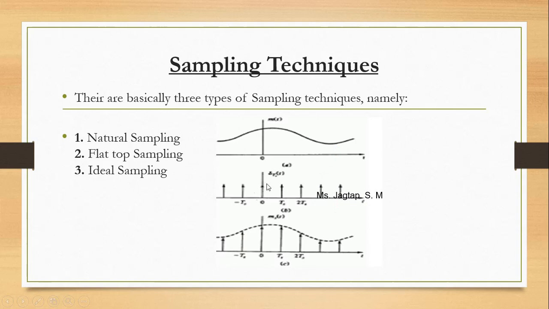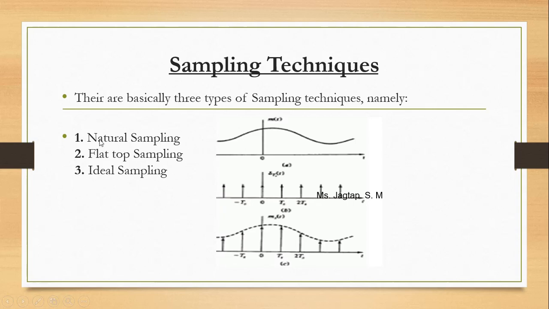The spectrum of the ideally sampled signal consists of the spectrum of the original signal X of f and a finite number of replicas centered at the frequencies plus minus fs, plus minus twice fs, and so on. The disadvantage of ideal sampling is that due to very narrow samples, the transmitted power is very small and the signal to noise ratio is low. Thus, the ideally sampled pulses may get lost in the background noise.